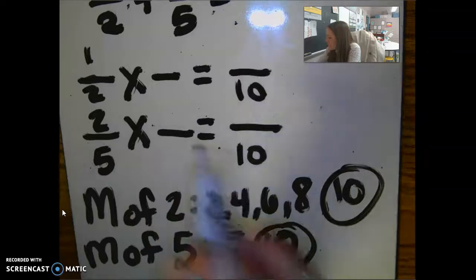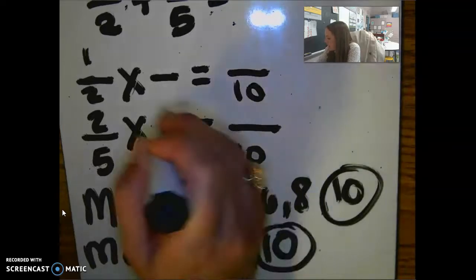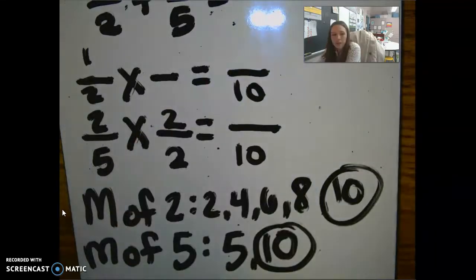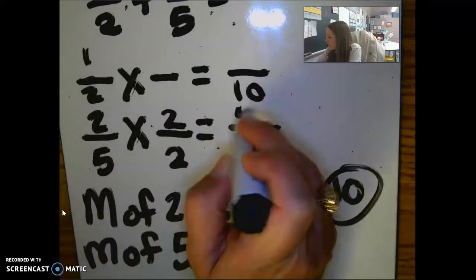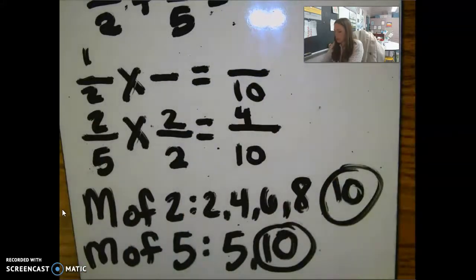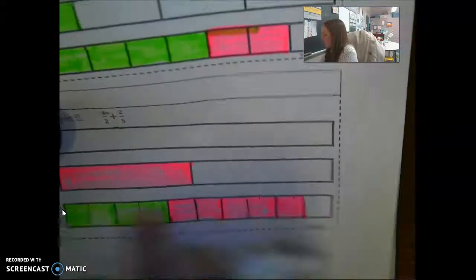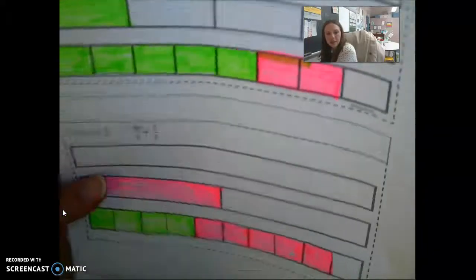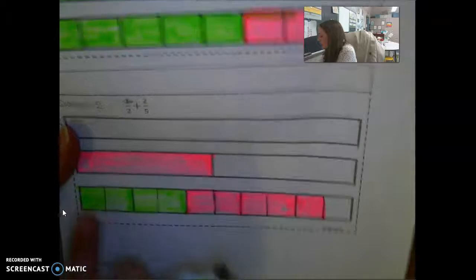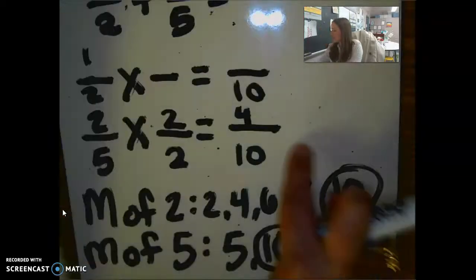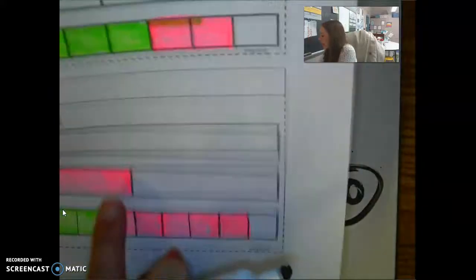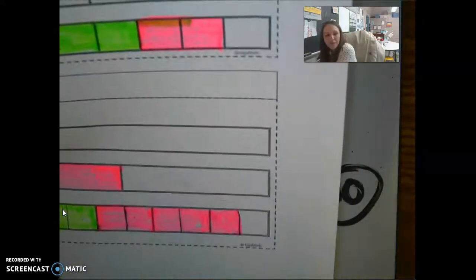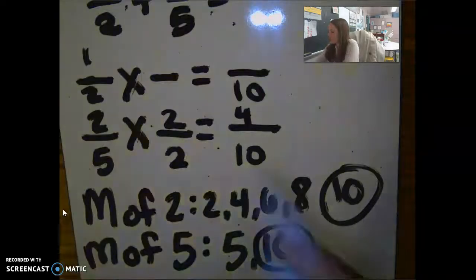5 times what is 10? Well, 5 times 2 is 10. And whatever I do to the bottom, I have to do to the top because we are creating equivalent fractions. So 2 times 2 is 4. And let's take a look. Remember when I turned my fifths into tenths? And my 2/5 turned into 4 tenths? All right. And after, we should see that my 1/2 turned into 5 tenths. Let's see if that's how it worked.